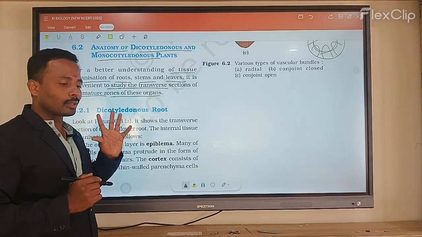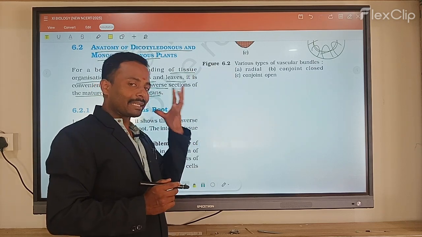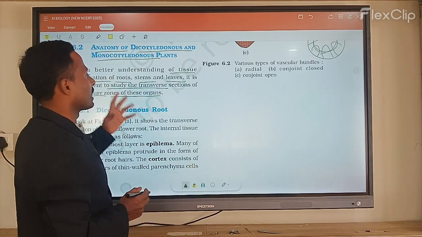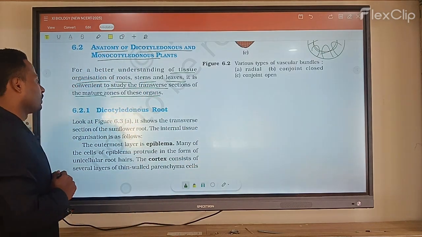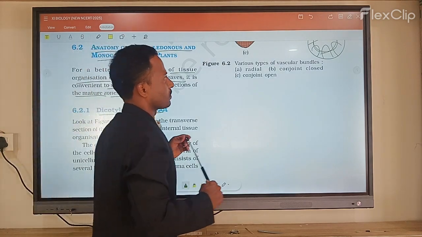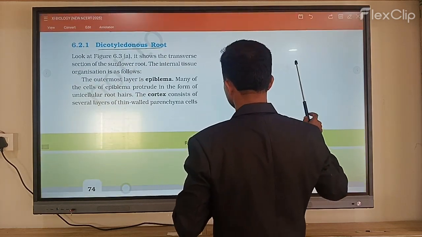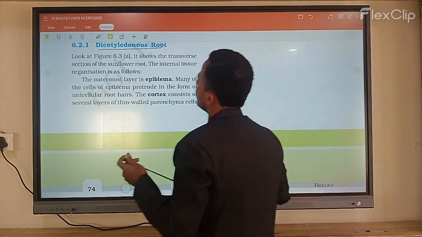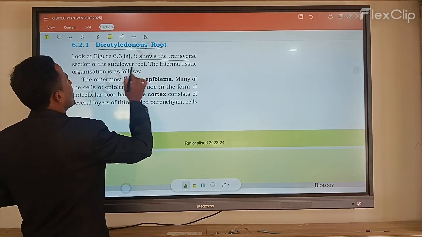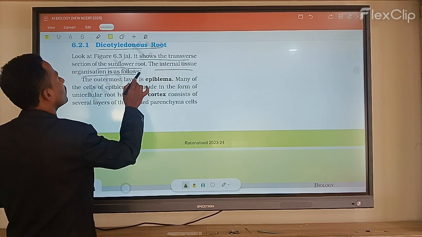So in the total root, stem and leaves, what types of parts and internal structures are present? Now we clearly observe this transverse section. The first one is the dicotyledon root. Here the transverse section shows the sunflower root's internal tissue organization as follows.